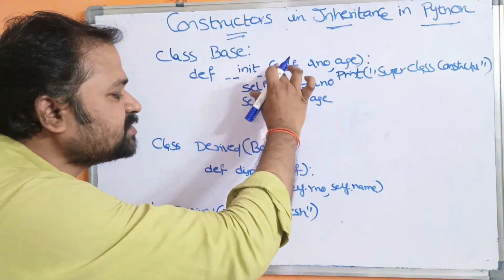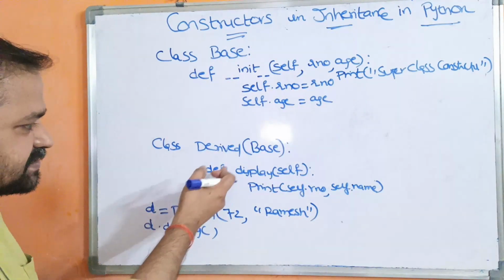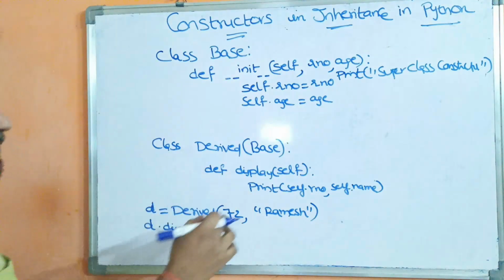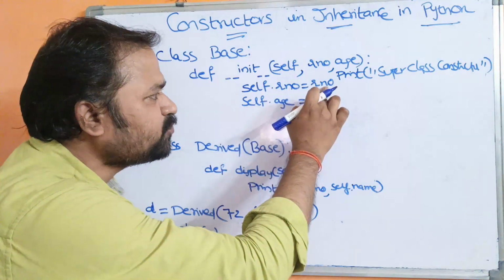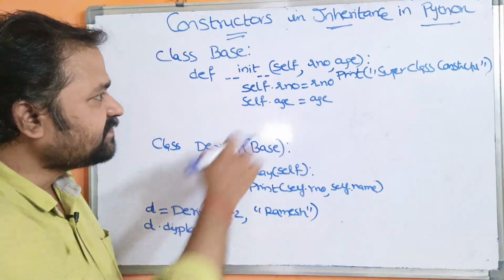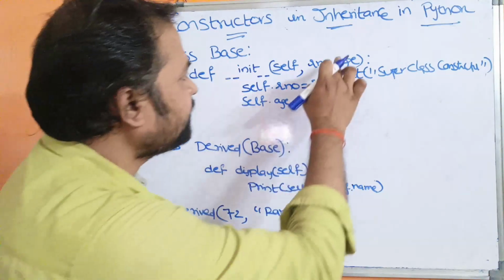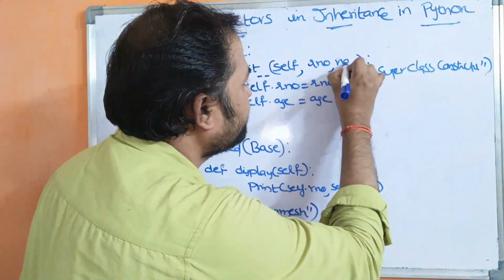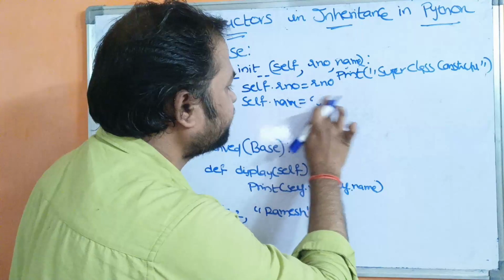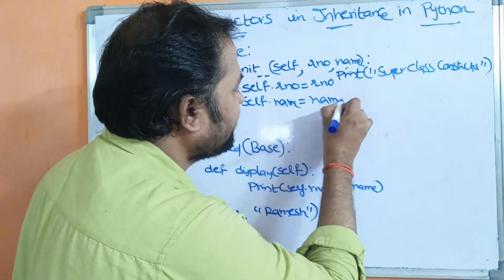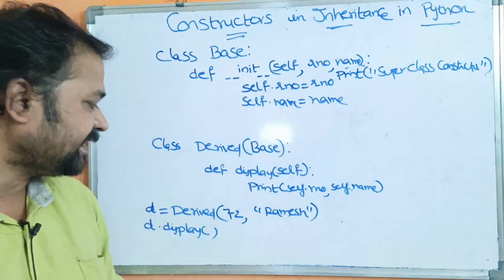Once the execution is over, the control comes to the derived class, and after that, to the next statement after the object creation. Now, what is the value of the roll number? 72. This 72 will be stored in the roll number, and Ramesh will be stored in name. So, roll number comma name, self dot name is equal to name. Now roll number contains 72, name contains Ramesh.